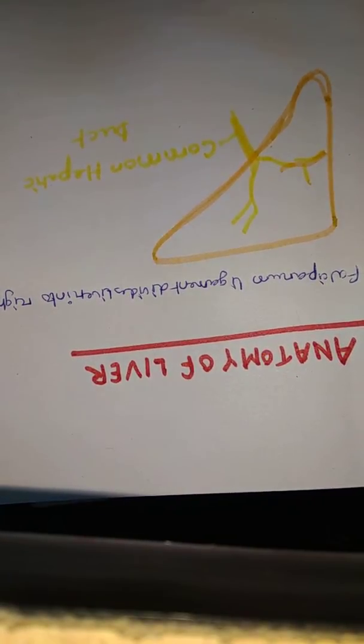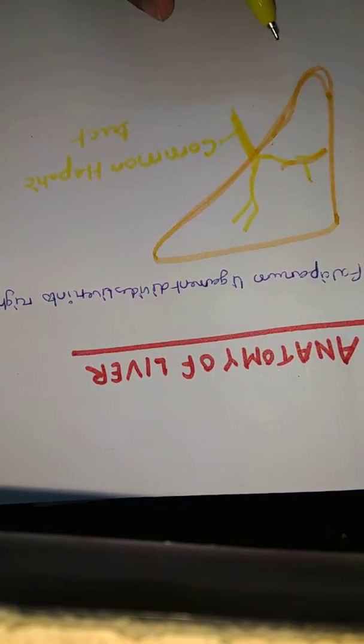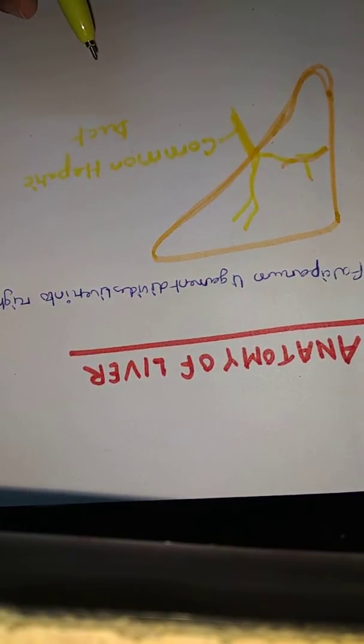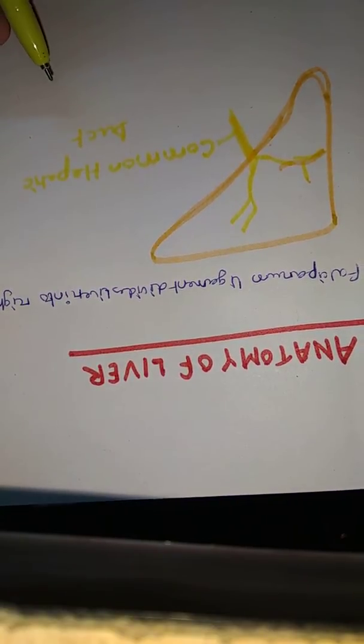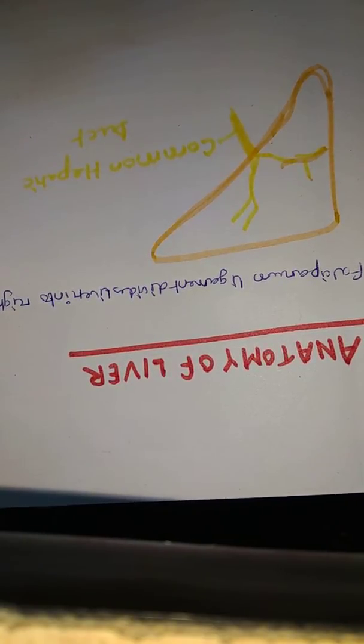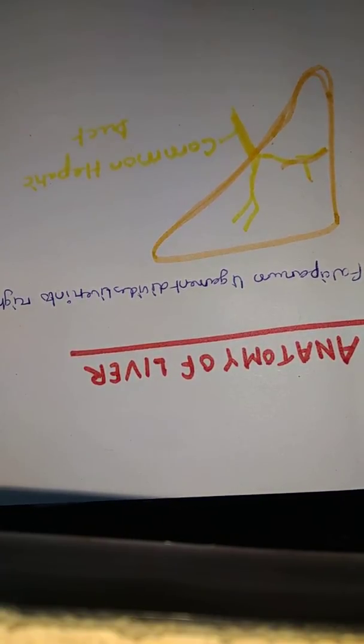So anatomically the liver is divided into a right lobe and a left lobe, and there are two other lobes, the caudate lobe and the quadrate lobe. But if you see the inferior vena cava and the portal vein, they have divided the liver into 8 segments. Now let us describe those 8 segments.